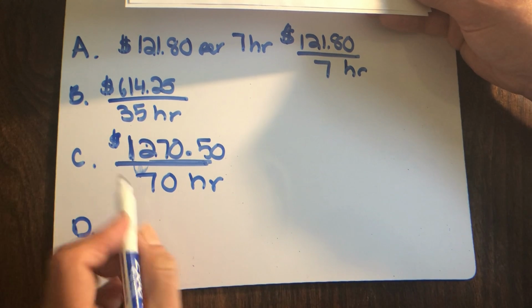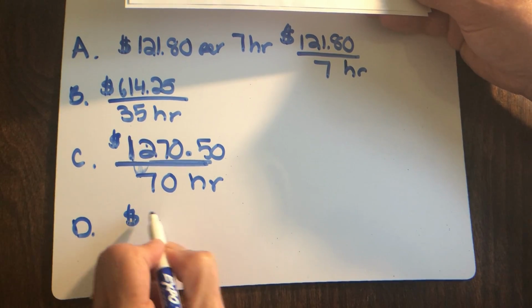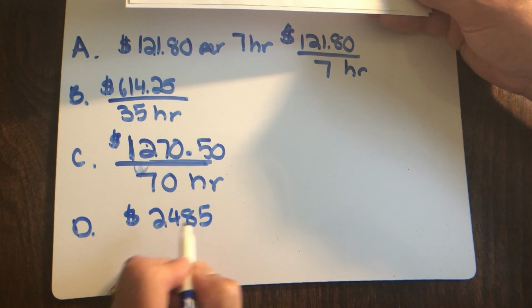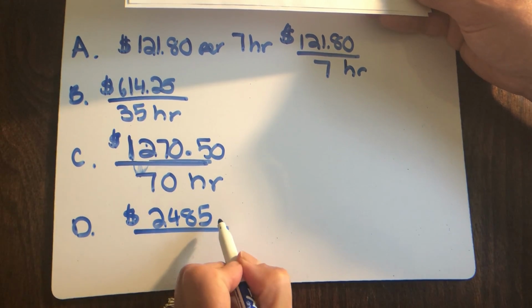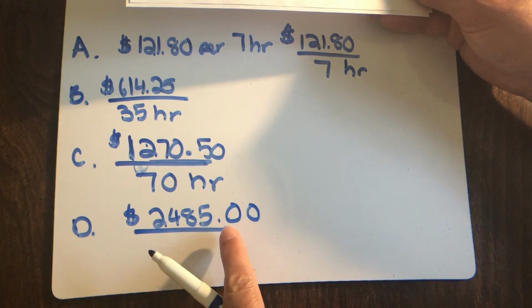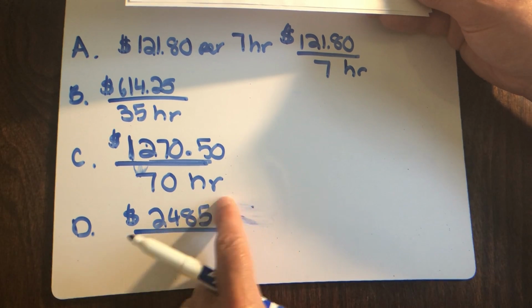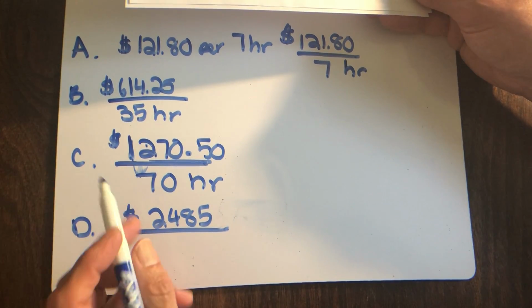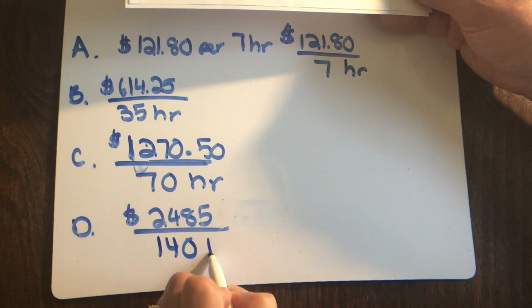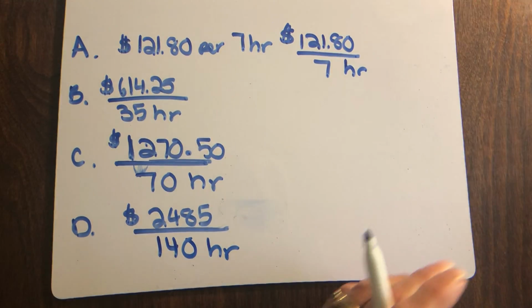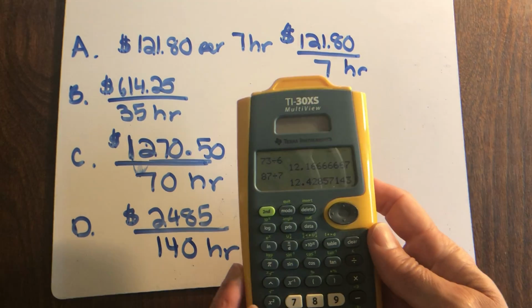And then we have D, 2,485. And they put 0.00. Well, I'm just going to leave that off. You know, 0.00 doesn't impact your number at all, over 140 hours. So then we just take this to the handy dandy calculator and we got to work this sucker out.